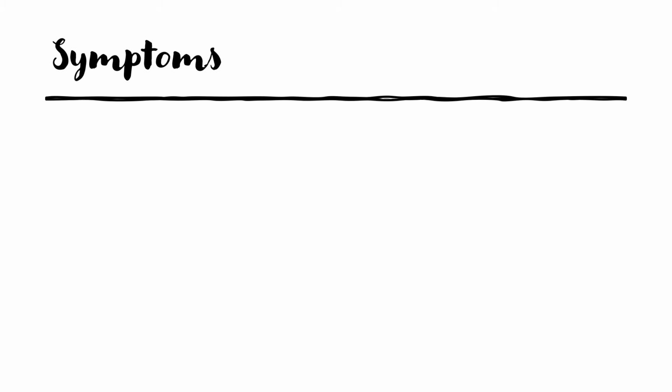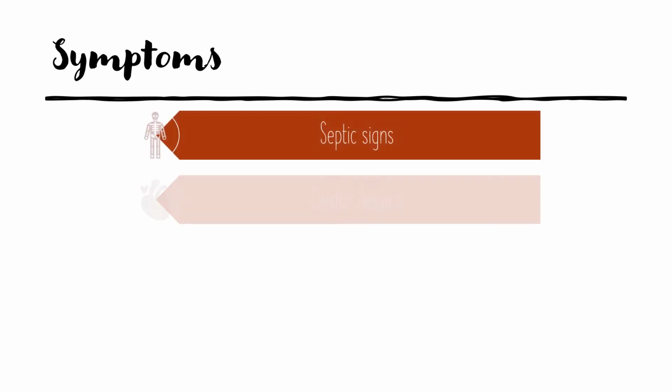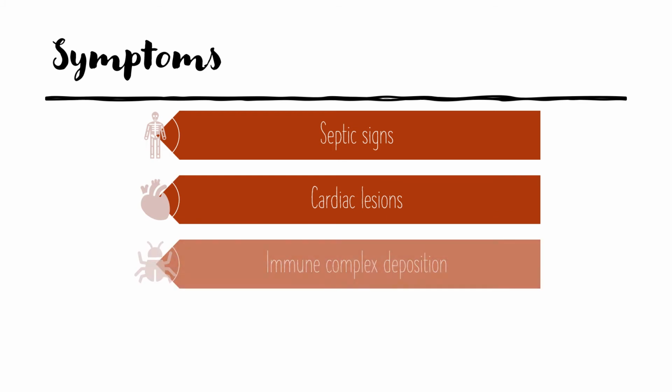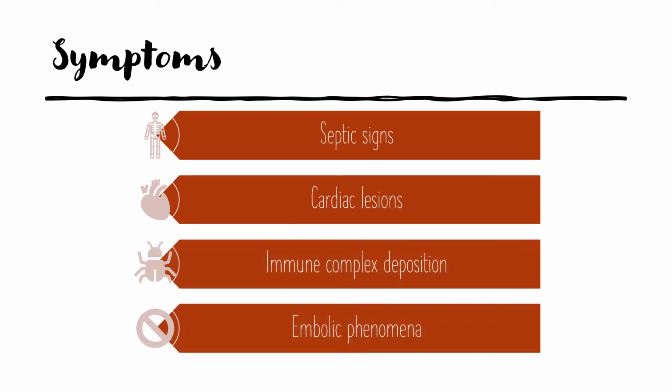So how do we recognise infective endocarditis? Well, symptoms can be split regarding how they manifest. That's signs of sepsis, signs of cardiac lesions, immune complex deposition effects, and embolic phenomena. We'll explore each of these categories separately.